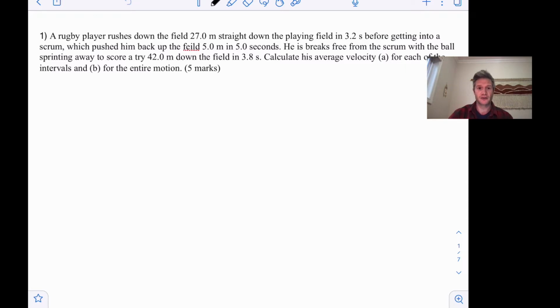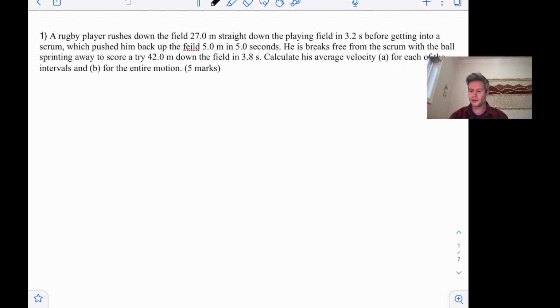Calculate the average velocity for each of the intervals, which means each of the intervals are segments of this activity, as well as the whole activity overall. We want to try to figure out what the entire motion's average velocity is. Okay, great.